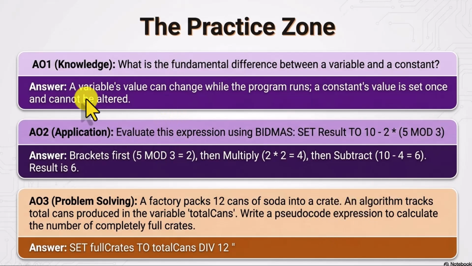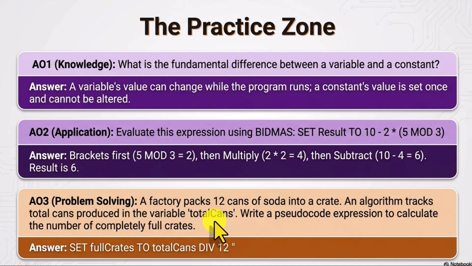Then after that, evaluate this expression using BODMAS. Set result to 10 minus 2 multiplied by, inside the bracket, 5 MOD 3. First of all, inside the bracket will be executed. So 5 MOD 3, that is mod, the remainder. So the remainder of 5 MOD 3 will be 2. Then between multiplication and subtraction, multiplication will be done first. So 2 times 2 will be 4, and after that 10 minus 4 will be 6. So this is the correct result for that.